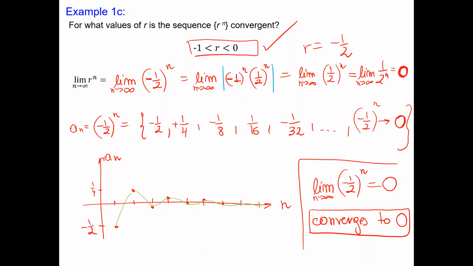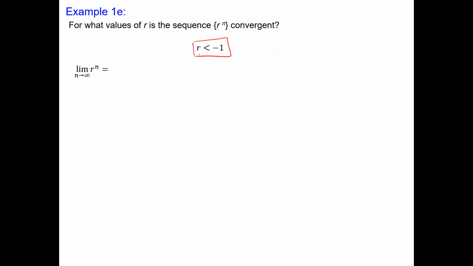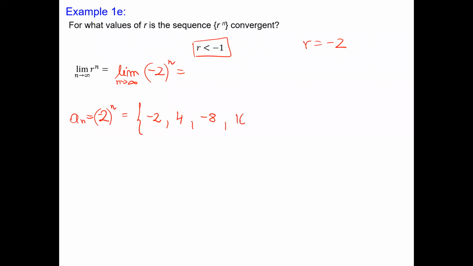Okay, we do have graphs, good. Now, the other one: all of the numbers less than -1, like a huge number, but negative. I will, of course, pick -2. Limit as n goes to infinity of (-2) to the power of n. You probably know the answer, but let's look at the expanded form and the graph. (-2) to the power of 1, (-2) to the power of 2, (-2) to the power of 3, (-2) to the power of 4, and so on. The numbers alternate.